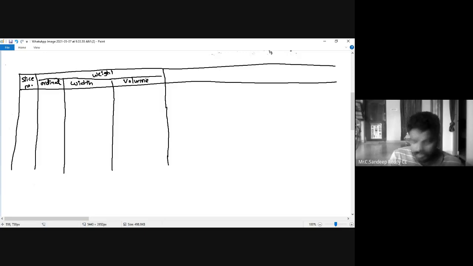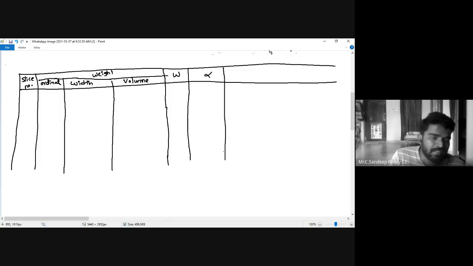This is how you will get the total weight W of the sample for each slice. So these three are required, and I'll tell you how to calculate ordinate, width, and volume. Next we have alpha. What is the angle made by the normal reaction N and the resistance from W for each slice?